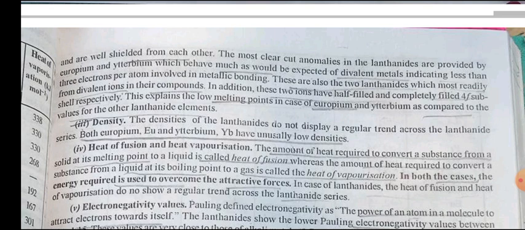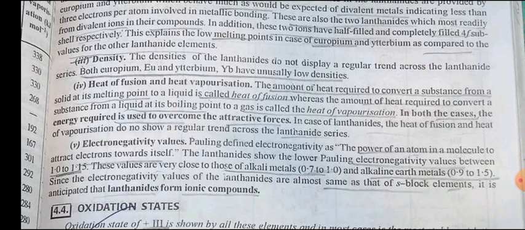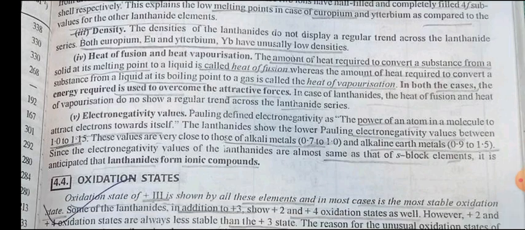In addition, these two ions have half-filled and completely filled 4f subshell respectively. This explains the low melting points in case of europium and ytterbium as compared to the values for the other lanthanide elements. Density. The densities of the lanthanides do not display a regular trend across the lanthanide series. Both europium, Eu, and ytterbium, Yb, have unusually low densities.